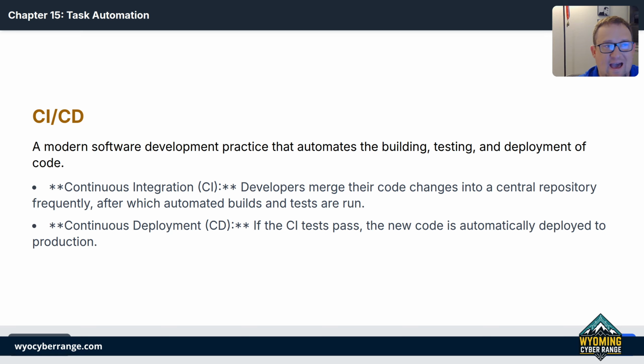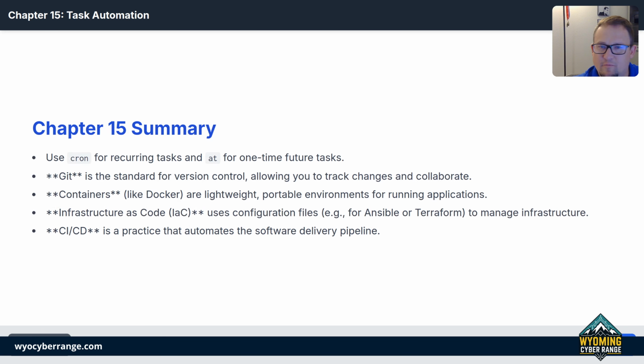Now, once it passes all those tests, we'll move on to continuous deployment. If all of these tests pass, the new version of the software will automatically be deployed to users. This is the engine that allows modern tech companies to release new features rapidly and reliably, and hopefully without causing an outage. So let's take a summary here.